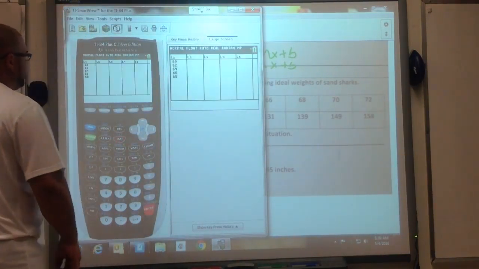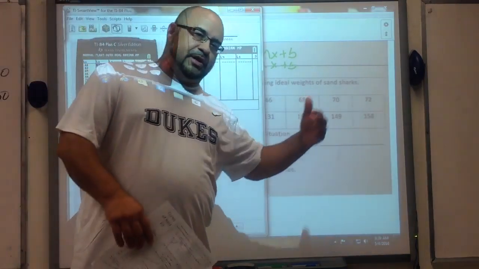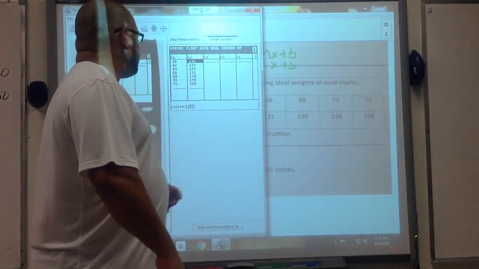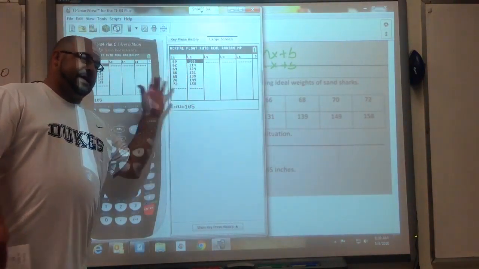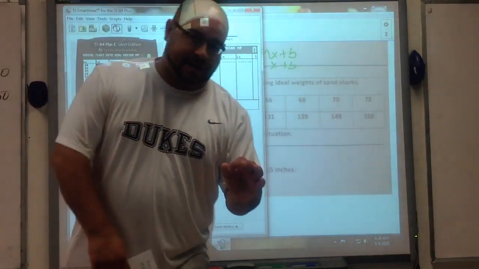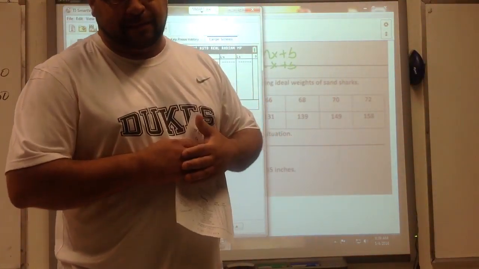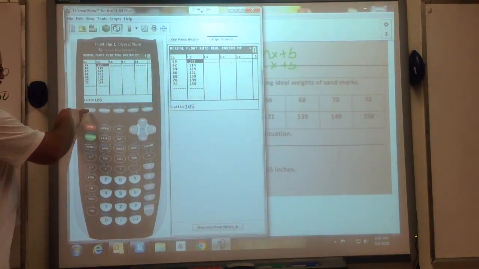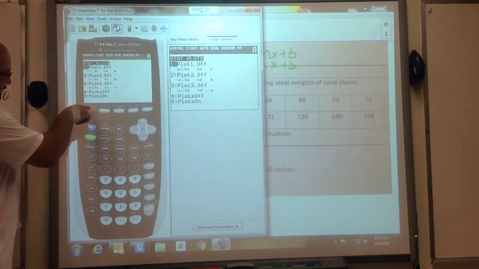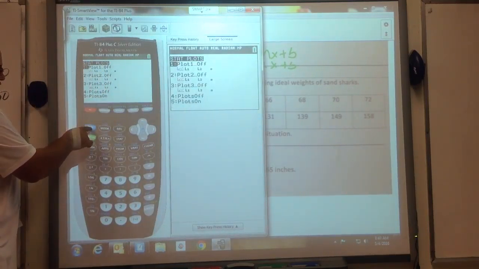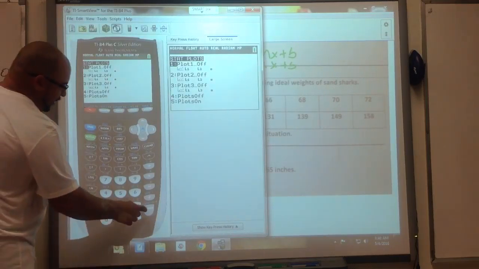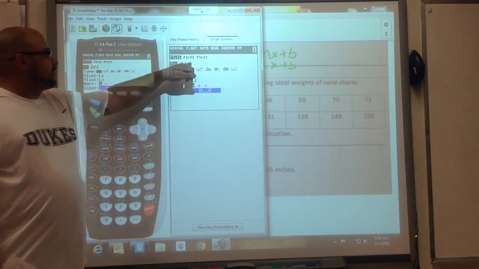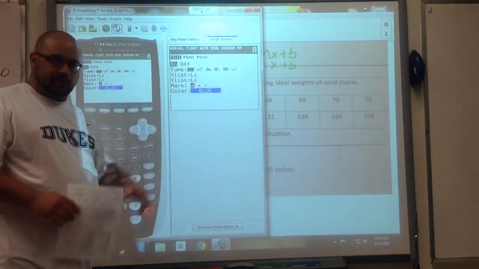You hit Stat, Edit. Go ahead and you can pause the video. I've already entered my data. Put your data in, and then you can hit play again. Once you have entered your data, before you can look at it, we have to turn on the stat plot. So hit second and y equals. You notice the word here says stat plots. You hit second and y equals, and then you hit enter, enter. And notice it goes from off to on.